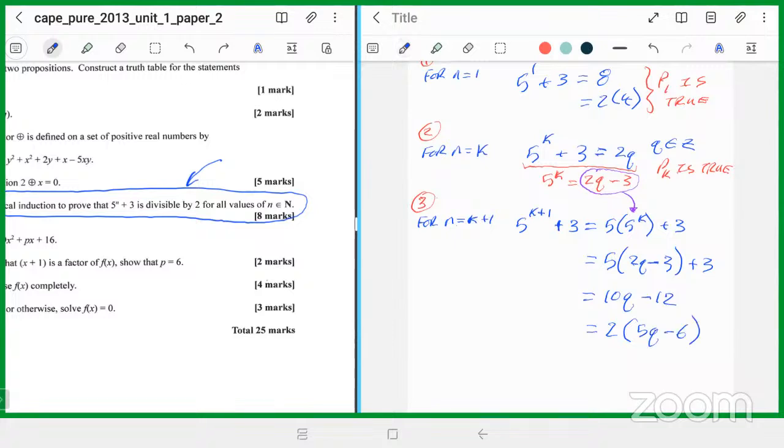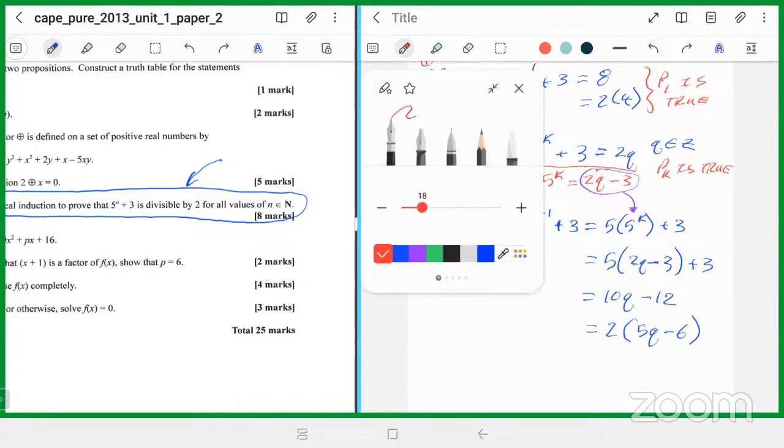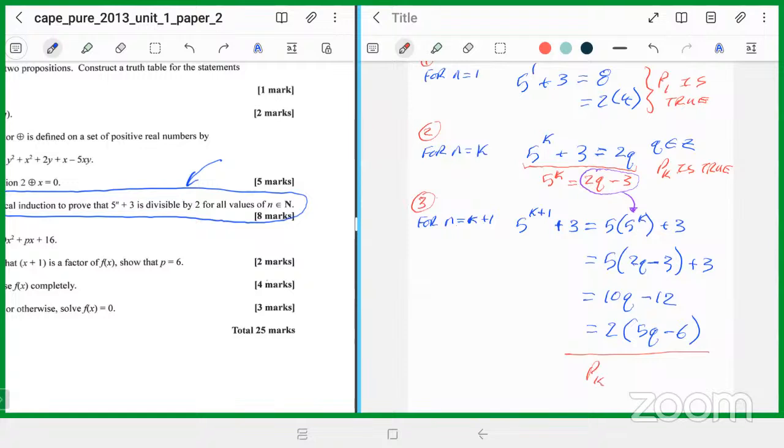Remember, I know, because this q is an integer, it means that this whole expression is an integer, because I have a 5 times an integer minus another integer. So this whole expression is an integer, and therefore we have shown it. This expression is equal to 2 times an integer. So therefore we have shown that this is a multiple of 2. So it means that right here it is shown that Pk plus 1 is true.